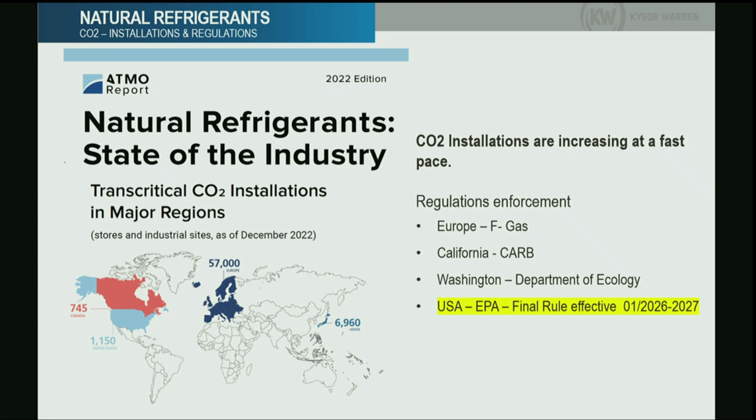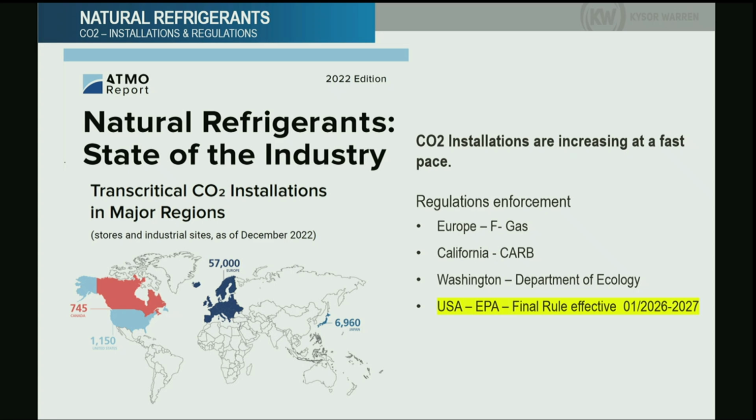And part of the reason for that is because they did have regulations implemented early that were pushing for low GWP refrigerants or natural refrigerants. So you see here the F-gas regulation in Europe. Now we see some regulations here in the US, especially in California.